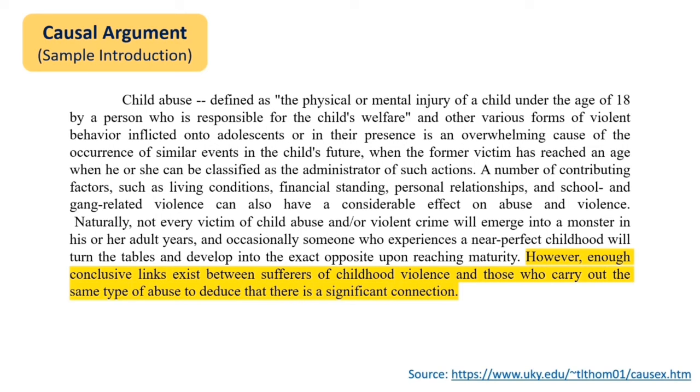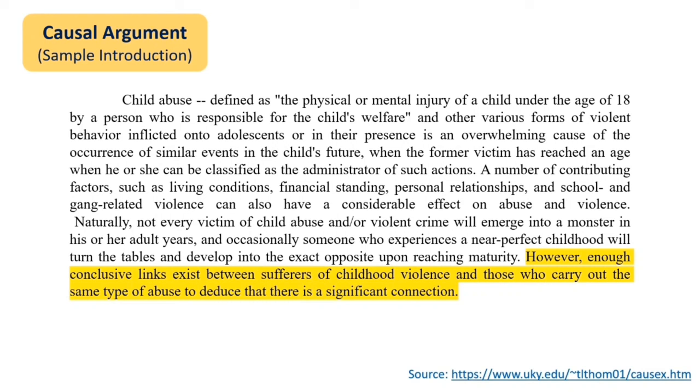Naturally, not every victim of child abuse and/or violent crime will emerge into a monster in his or her adult years. And occasionally, someone who experiences a near-perfect childhood will turn the tables and develop into the exact opposite upon reaching maturity. However, enough conclusive links exist between sufferers of childhood violence and those who carry out the same type of abuse to deduce that there is a significant connection.